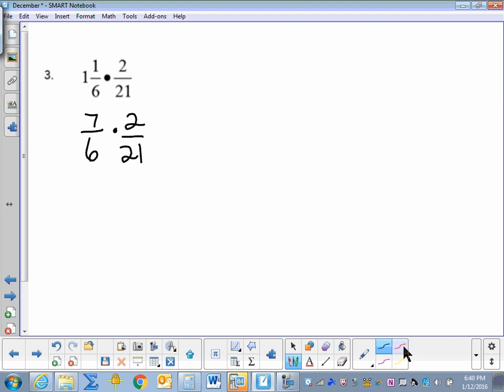So to make it easier, I'm going to think of it written as 7 times 2 over 6 times 21. I'm going to take the first number in the numerator, 7, and see if it divides into 6. It doesn't. Does 7 divide into 21? It does. 7 divides into 21 3 times with 1 left over. Now I'm going to see if 2 divides into 6. It does. 2 divides into 6 3 times with 1 left over.